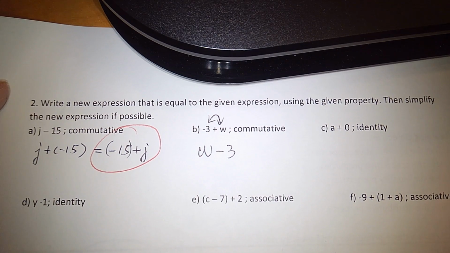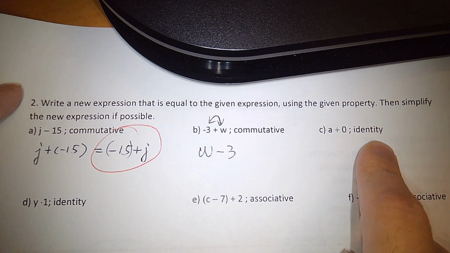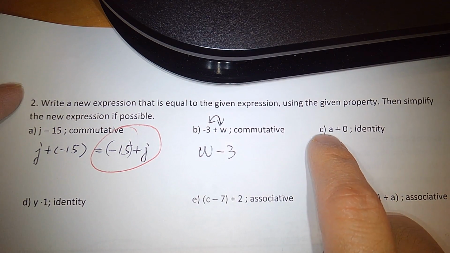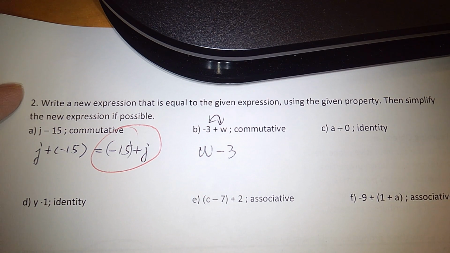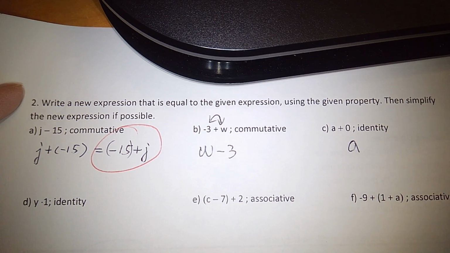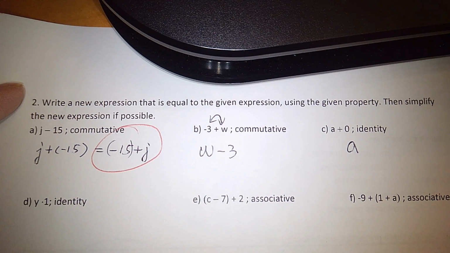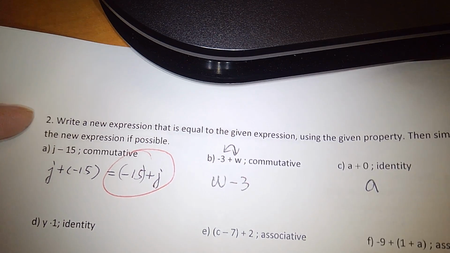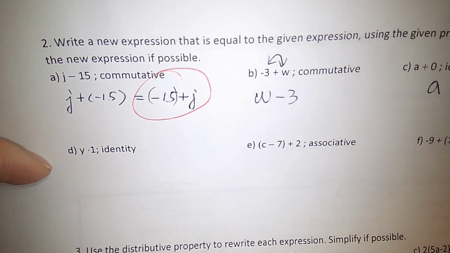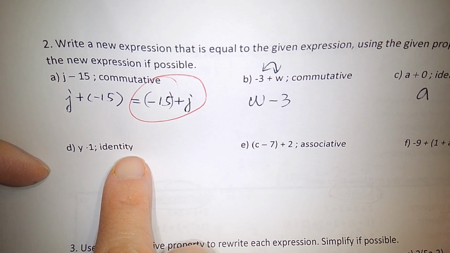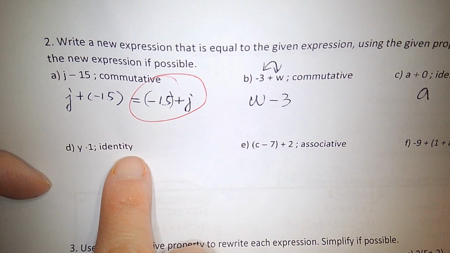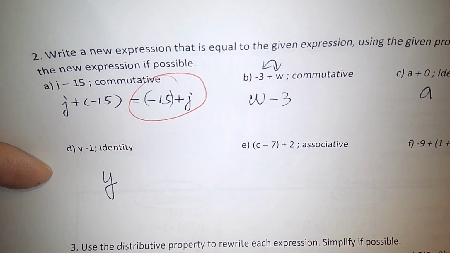By using identity property, A plus 0 equals what? A plus 0 equals 0? No, not that. A, right? So y times 1 by identity property gives us what? Y, yes.